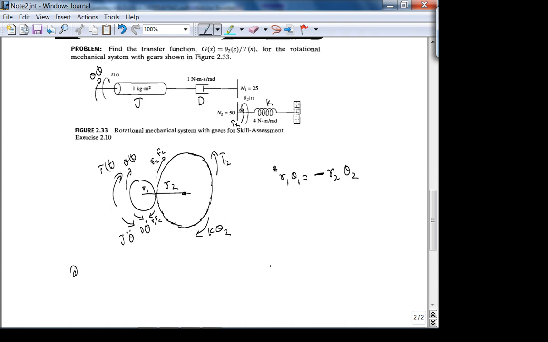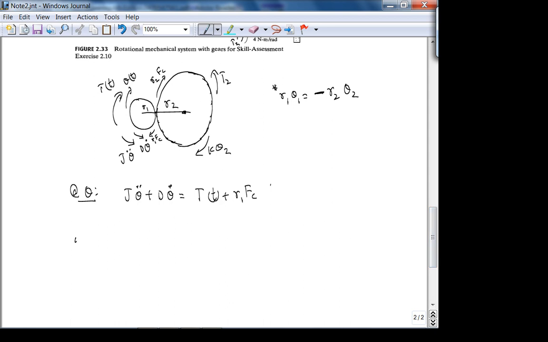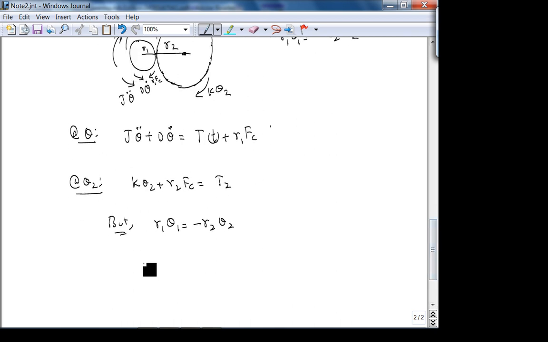So, now let's write the equations of motion. At theta, what do you get? You have J theta double dot plus D theta dot equals the input plus this fellow, yes? Now, at theta 2, what do you get? K theta 2 plus R2 FC equals T2, yes? But R1 theta 1 equals minus R2 theta 2, yes? So we got to eliminate FC, right?